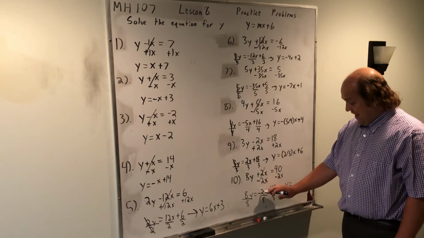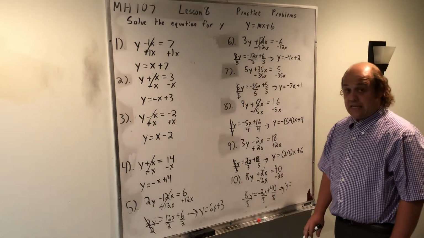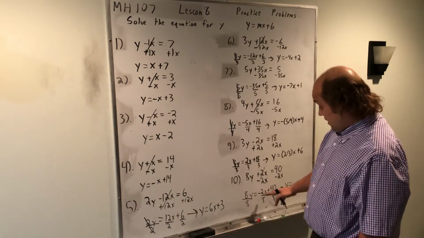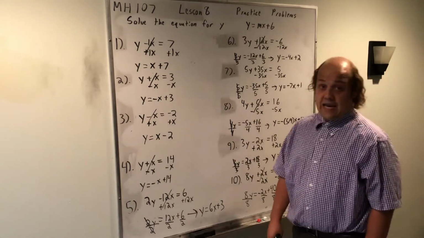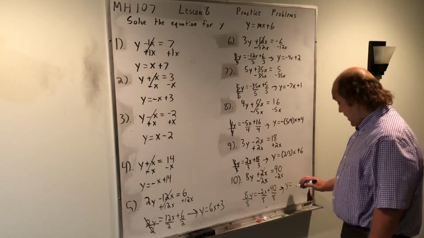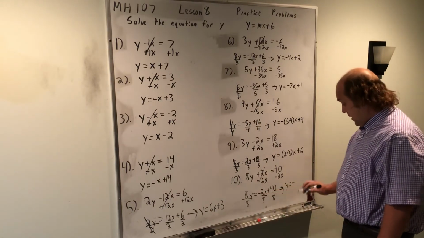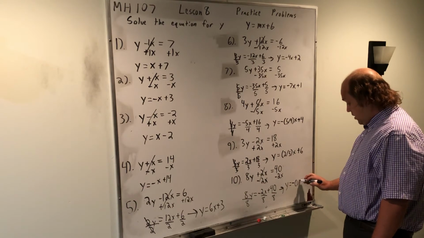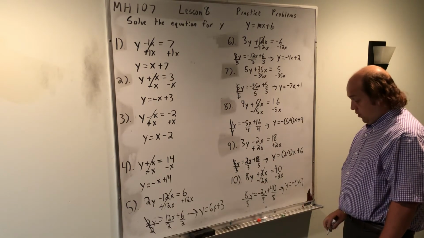When I then have negative 2 divided by 8x, this is a case where I can actually reduce. 2 goes evenly into 2, 2 goes evenly into 8. 2 goes into 2 one time, so I'm going to leave this negative outside and get a 1. 2 goes into 8 4 times, so this reduces to negative 1/4.